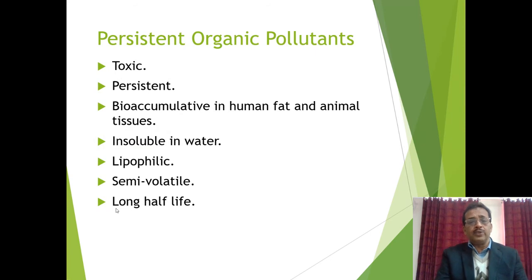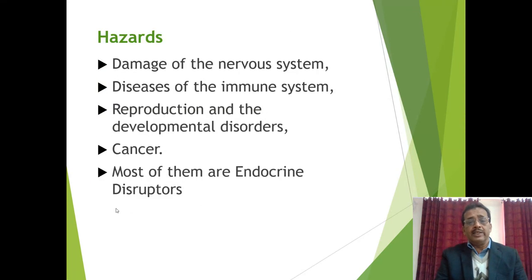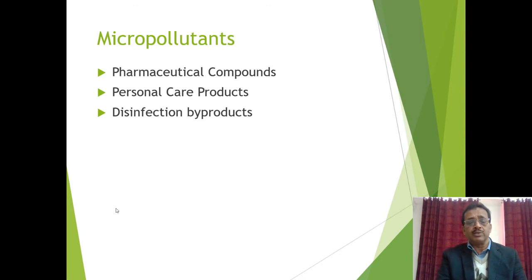Another group of pollutants is persistent organic pollutants. Many of them are very toxic. They have a very high half-life. They are semi-volatile, and many of them are organochlorine-based pesticides. They can damage our nervous system. They decrease our immunity and affect our reproductive system. Many of them are cancer-causing, and most of them are endocrine disruptors, that is, they affect our hormonal system.